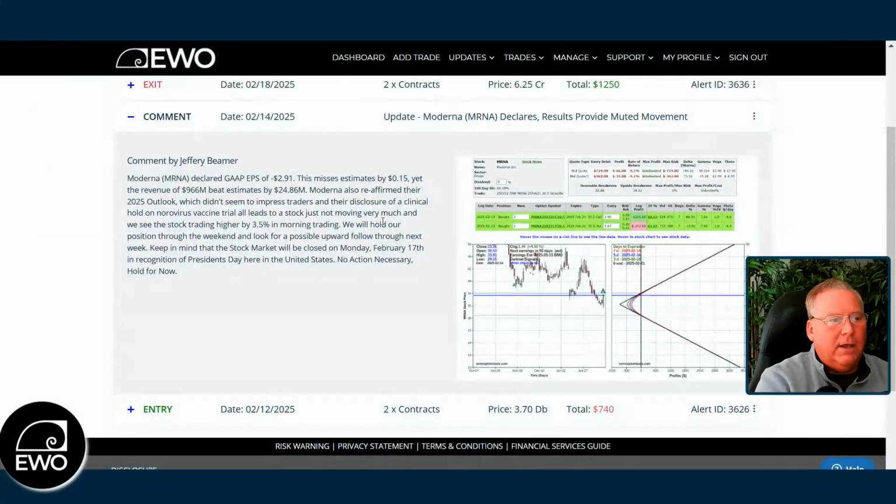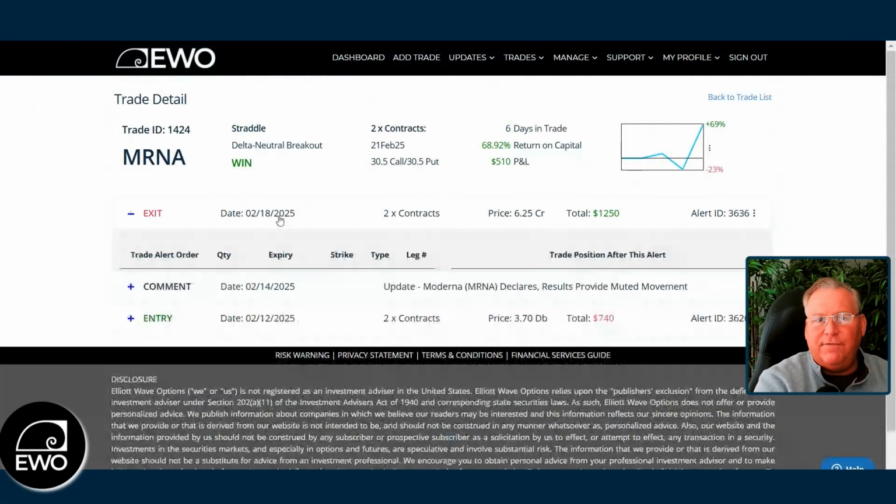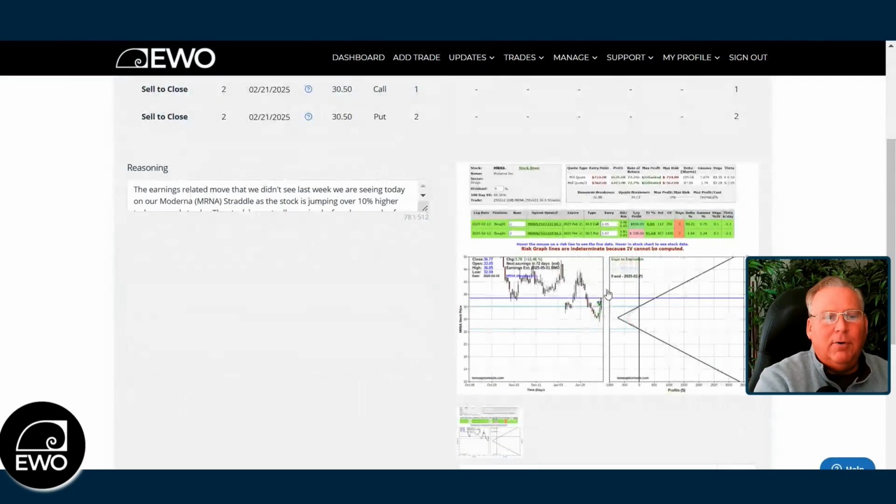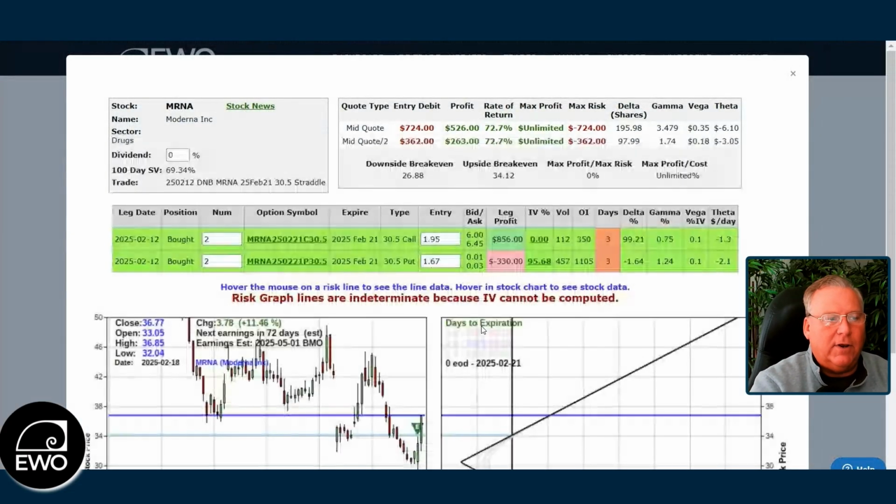So we go through the weekend. We held this through the weekend, and we get to February 18th. And lo and behold, Moderna makes a move. The stock was trading higher by another 11.46%. And we sent out, look at this, a profit of $263 on a debit of $362. That's a 72.7% return. So we did that two times. We're looking at over $500 profit in just a week on a risk of $724.